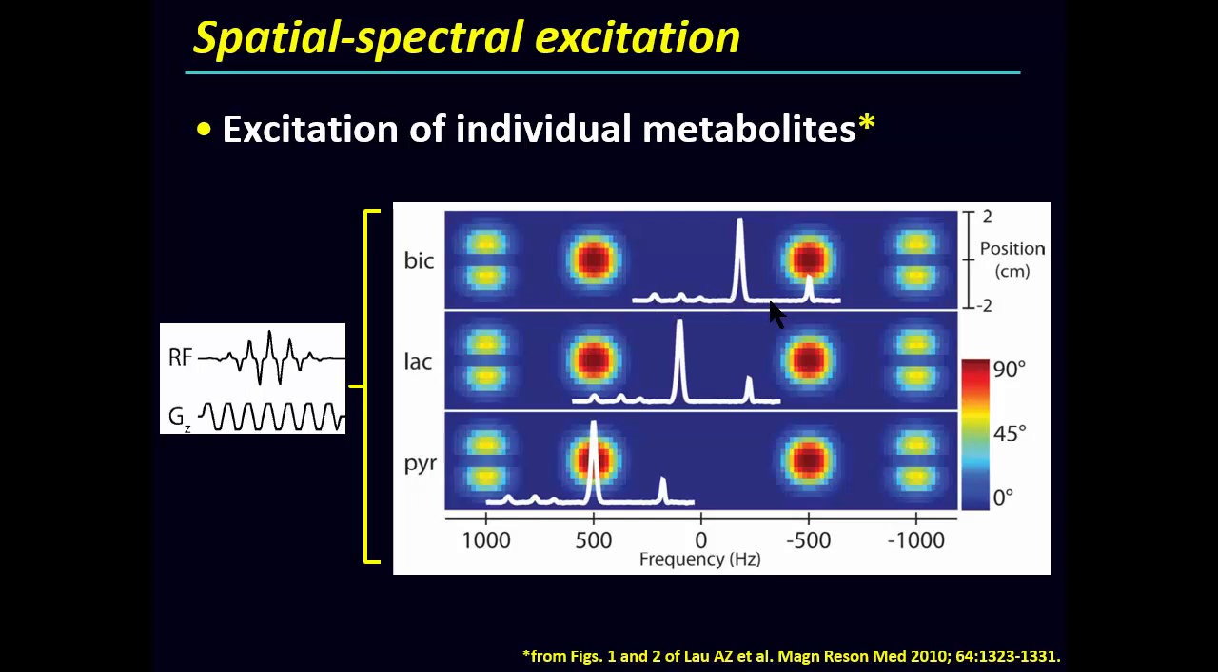Here in white is a representative carbon-13 spectrum. And so the idea is that we can take a metabolite of interest like bicarbonate, place it where we have high excitation, and the other metabolites fall in between the excitation lobes. So you get essentially no signal from them. Or we can move it around. Here we can excite lactate and not the others, or here pyruvate and very little excitation of the others. So we can select what we want.